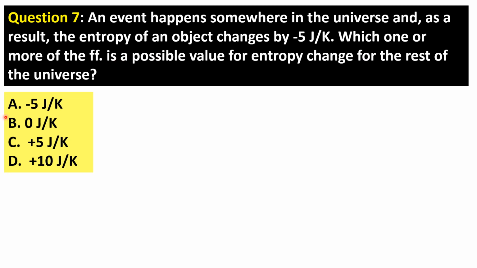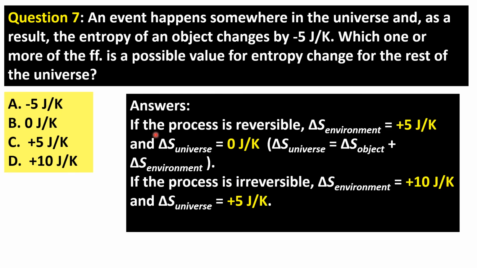Is it letter A, negative 5 joules per Kelvin? Letter B, 0 joule per Kelvin? Letter C, positive 5 joules per Kelvin? Or letter D, positive 10 joules per Kelvin? So, our answer is explained this way.